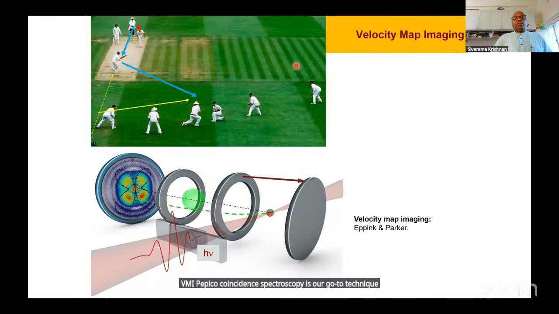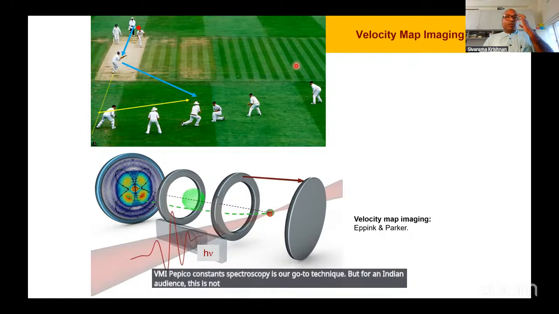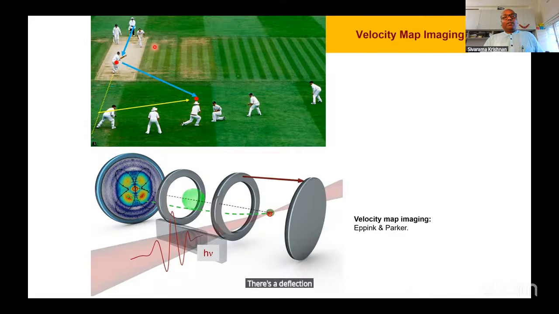But for an Indian audience, understanding how the VMI spectrometer works is not very new, because that's what happens in cricket. The bowler bowls his ball, the batter hits it, there's a deflection, and the slips are catching it, right? So let's look at that once again.